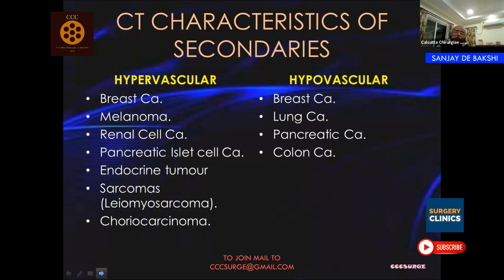So remember that if you might be asked which are the hypervascular secondaries: breast, melanoma, renal cell, pancreatic islet cell, endocrine tumors, sarcomas, and choriocarcinomas. Hypovascular is breast, lung, pancreatic cancer, and colon cancer. If you have a neuroendocrine tumor, that falls into the hypervascular as well.